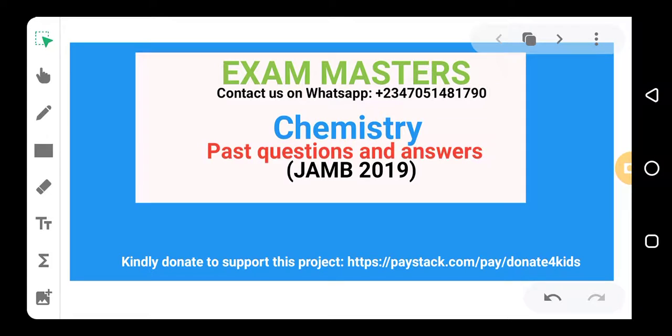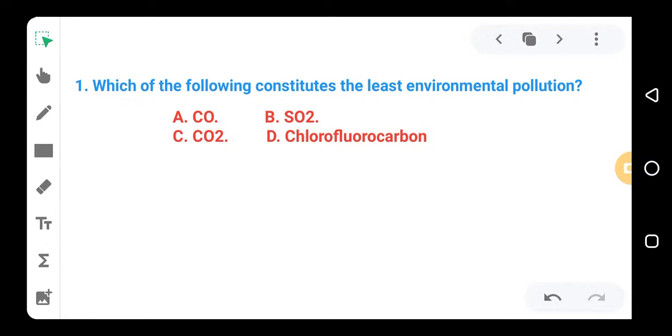Today we have chemistry past questions and answers, and we are going to look at JAMB 2019 from question number 1 to question number 10. Let's get started. Question number 1. Which of the following constitutes the least environmental pollution?